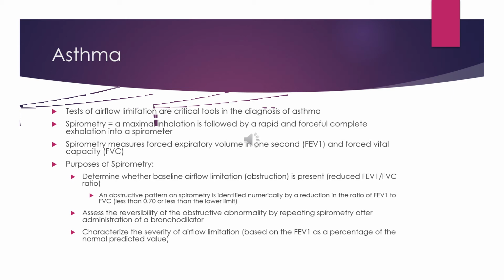The purposes of spirometry include to determine whether baseline airflow limitation or obstruction is present. This is usually manifested as a reduction in the FEV1-FVC ratio of less than 0.70. It is also used to assess the reversibility of the obstructive abnormality by repeating spirometry after administration of a bronchodilator, usually albuterol, and to characterize the severity of the airflow limitation based on the FEV1 as a percentage of the normal predicted value.